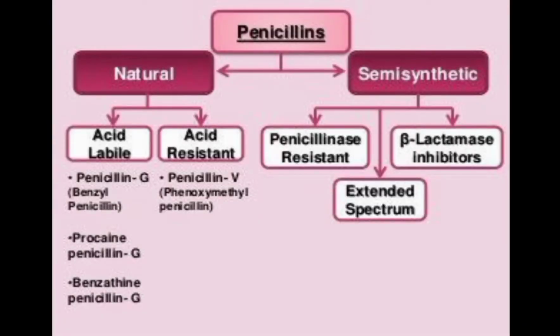When we look at the classification of penicillins, we have the natural penicillins and the synthetic penicillins. The naturally occurring penicillins are divided into two: those which are acid labile and those which are acid resistant. Among those which are acid labile, we have penicillin G, that is benzyl penicillin, procaine penicillin G, and benzathine penicillin G. Then among those which are acid resistant, we have penicillin V, that is phenoxymethyl penicillin.